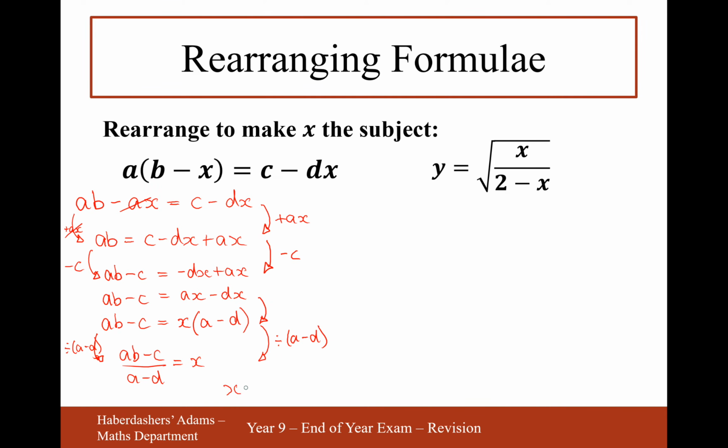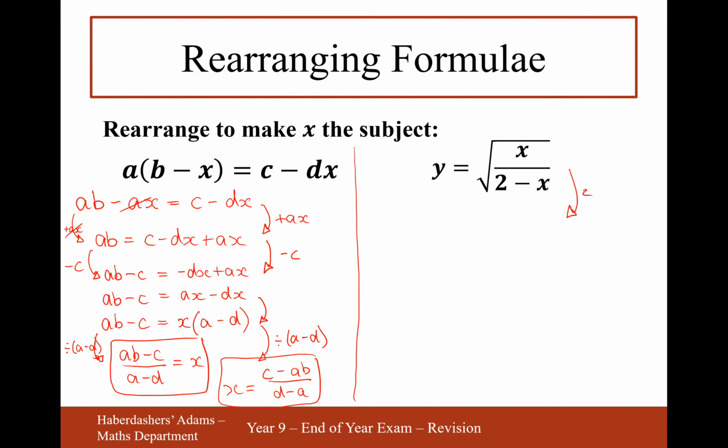And if you've done it a slightly different way, you may have a different answer. It might be c minus ab over d minus a. Either one of these two answers is correct. No other answer is correct. Let's move on to the next rearranging formulae question. And the first thing I need to do is get rid of this square root. So I'll square both sides. So it's going to be y squared equals x over 2 minus x.